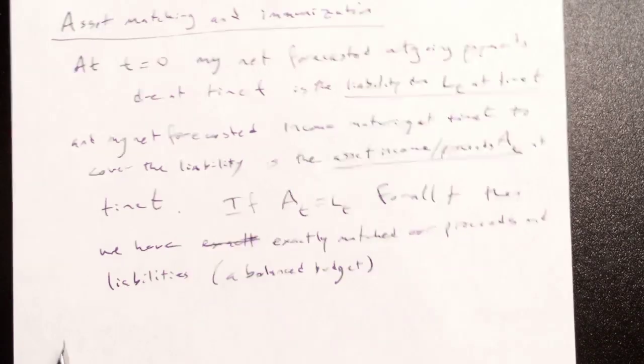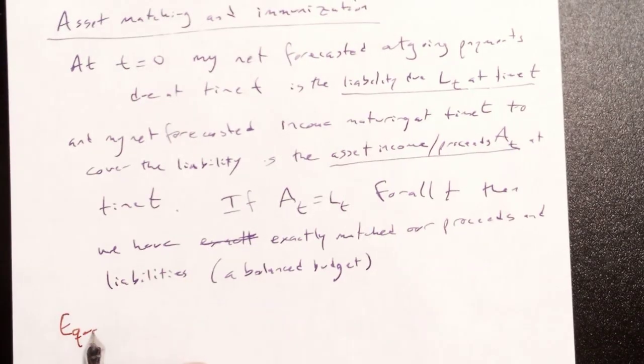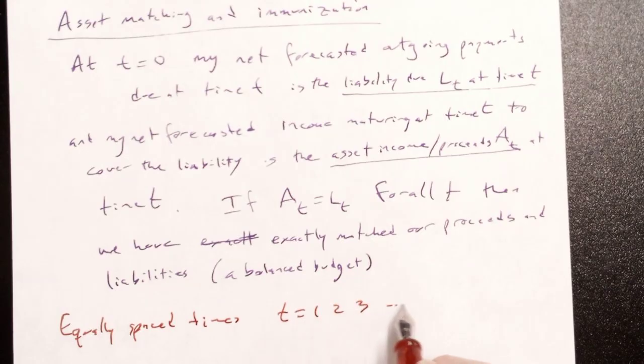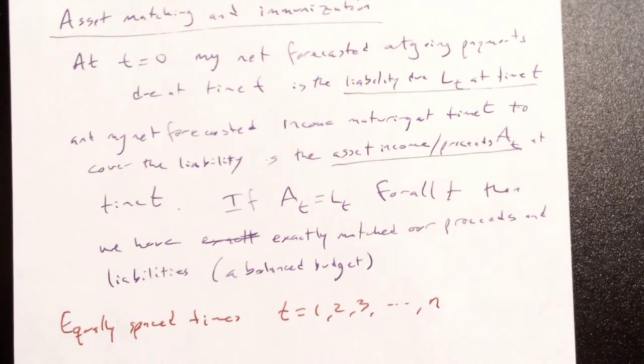So I'm going to think of equally spaced times, positive integers up to n out in the future. Some of the numbers, A_t or L_t, may be zero. I don't have an asset coming in at this time. I don't have a liability due at this particular time. That's okay. But my goal is to look at the balance behavior.